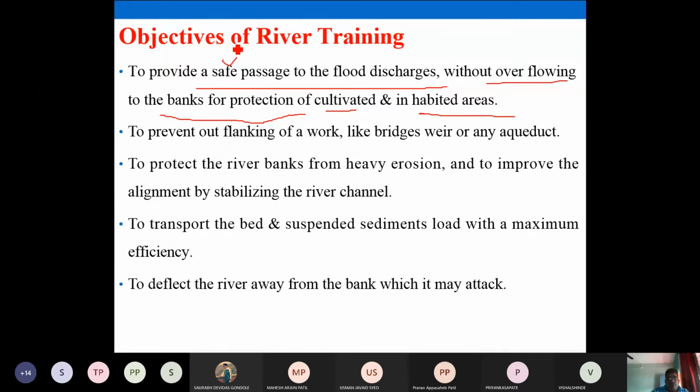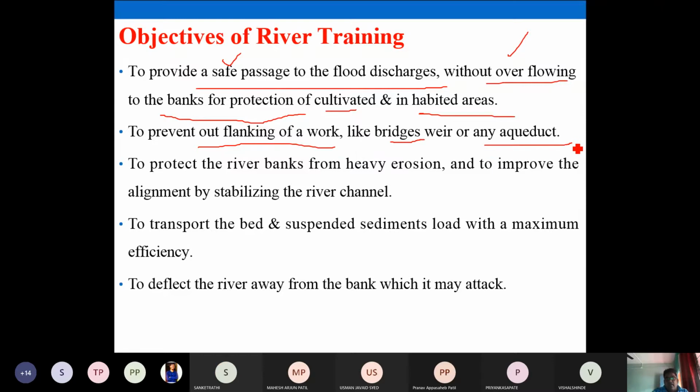Whenever you look at the various classifications of flow, this is open channel flow, and in the case of a river we always think of turbulent flow. The turbulent flow is there, but it must not create problems on the banks of the river. So, without overflowing the banks, it must also protect the banks of the cultivated and inhabited area. The second purpose is to prevent outflanking of works like bridges, weirs, or any aqueduct.